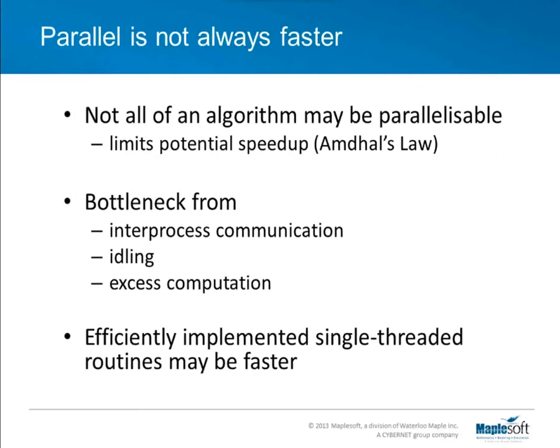Now, I've spoken extensively about how parallel programming and multi-core math can help you work more quickly and efficiently. However, that isn't always the case. Sometimes a parallel program can be slower than its single-threaded counterpart. For example, not all of a math algorithm may be parallelizable. That places a maximum potential speedup on the parallelized version of that algorithm. And there may be bottlenecks in inter-process communication and excess computation.